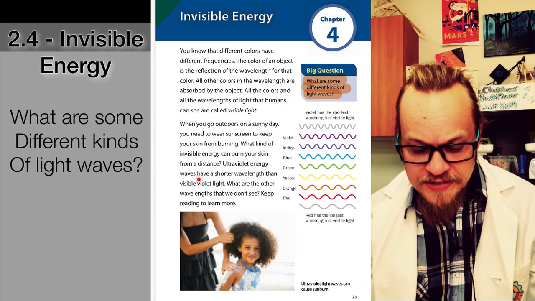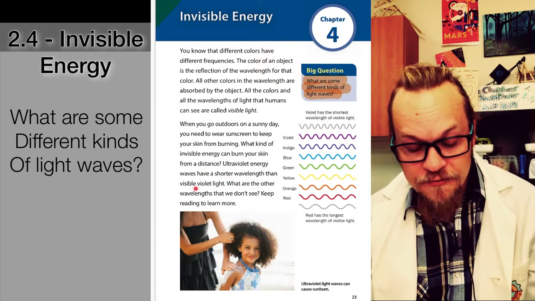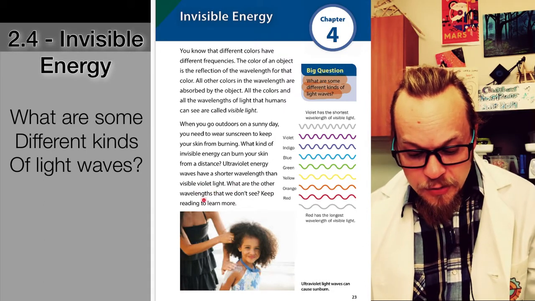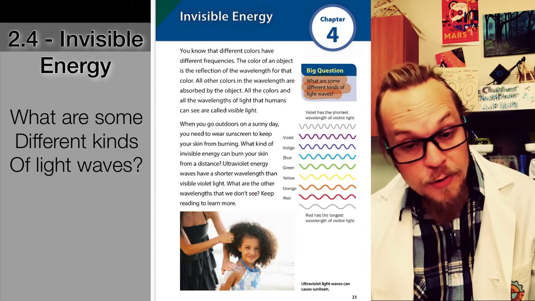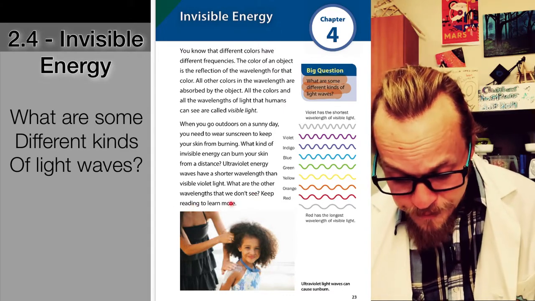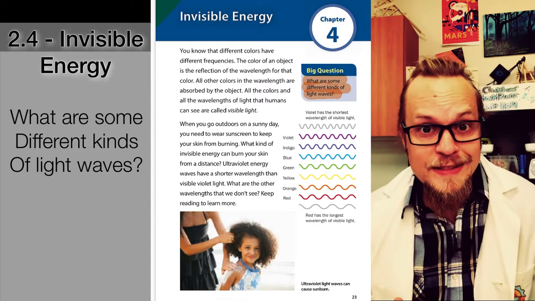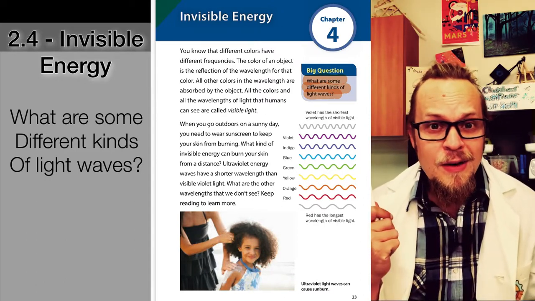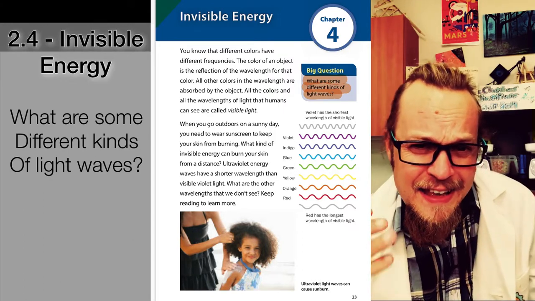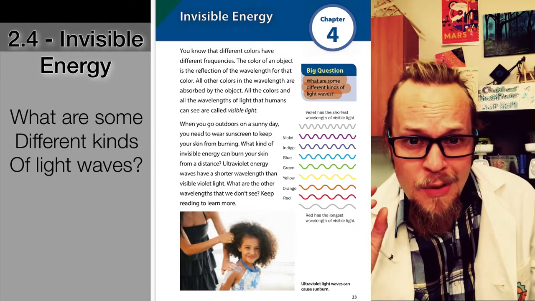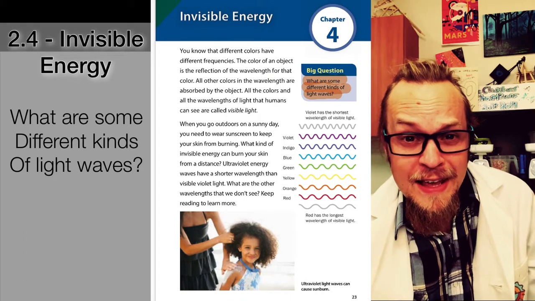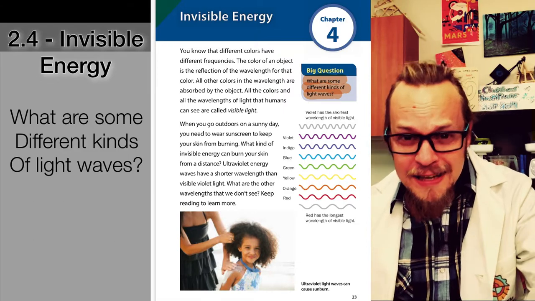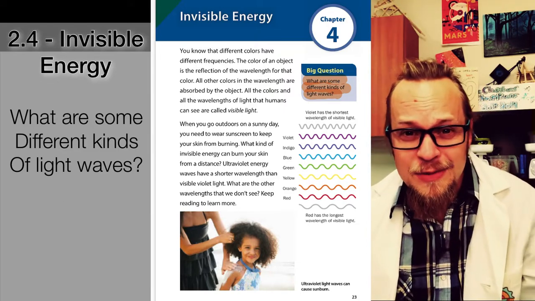Ultraviolet energy waves have a shorter wavelength than visible violet light. What are the other wavelengths that we don't see? Well, let's keep reading to learn some more. So, ultraviolet light, more than violet, so your deepest purples. There's colors we can't see in that same spectrum with higher frequencies that can burn us from the sun, with light energy that takes 8 minutes to reach us over 93 million miles.